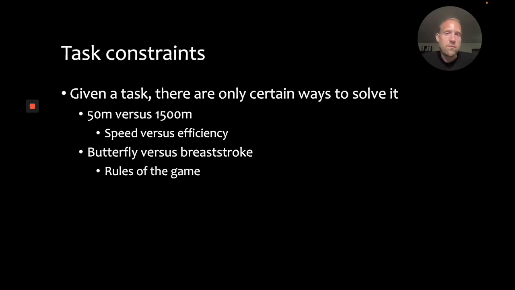Likewise, in butterfly and breaststroke, there are different rules that govern what's legal in those strokes. And as such, swimmers are going to choose different strategies based upon those rules. Because breaststrokers can't recover their arms over the water, they have to choose a different type of recovery, whereas in butterfly, that constraint isn't present. And so swimmers will choose a recovery that reflects that lack of constraint.